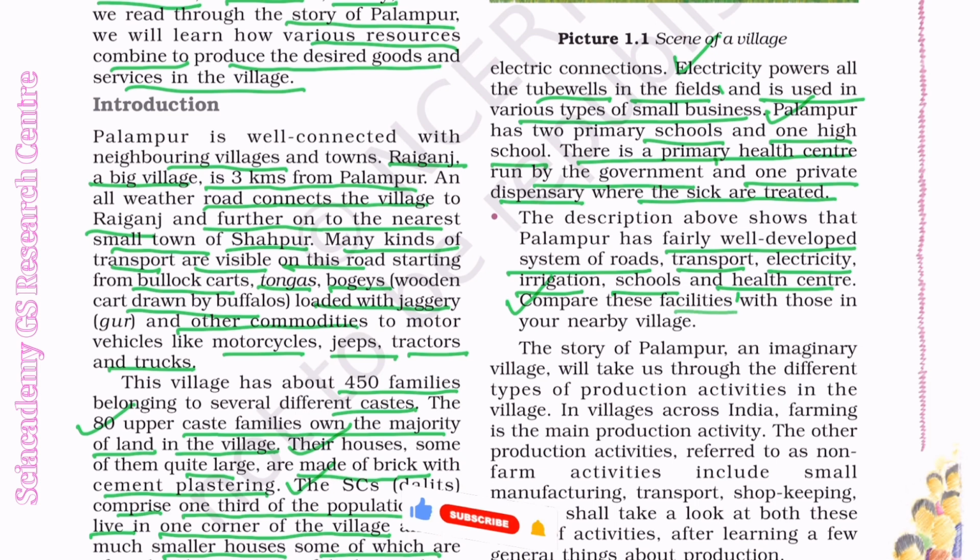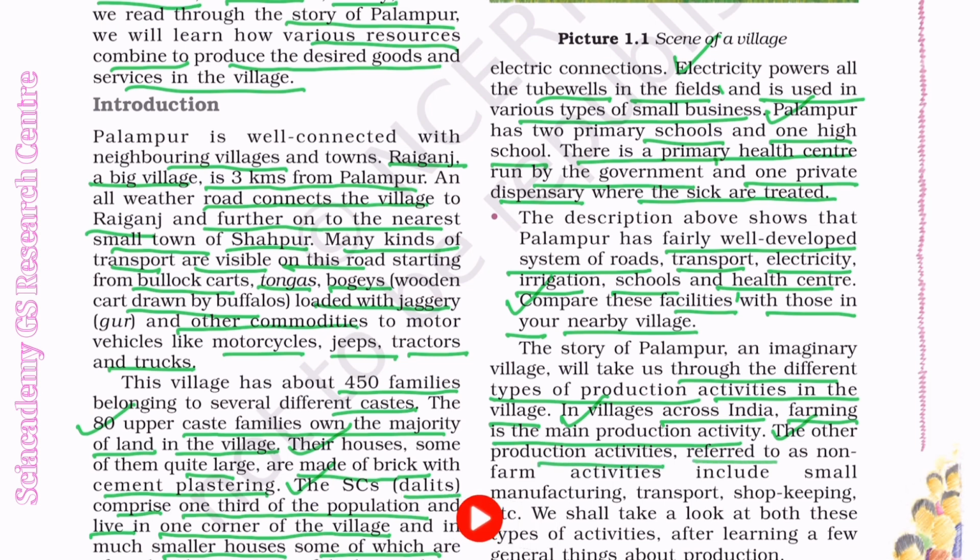Compare these facilities with those in your nearby village. The story of Palampur, an imaginary village, will take us through the different types of production activities in the village. In villages across India, farming is the main production activity. The other production activities referred to as non-farm activities include small manufacturing, transport, shopkeeping, etc. We shall take a look at both these types of activities after learning a few general things about production.